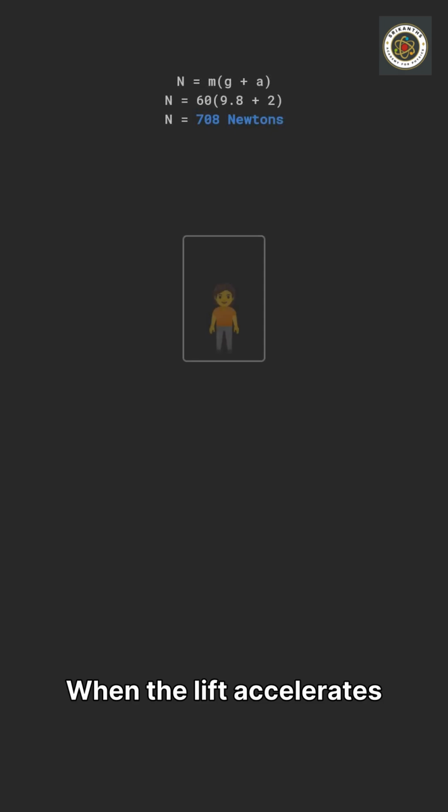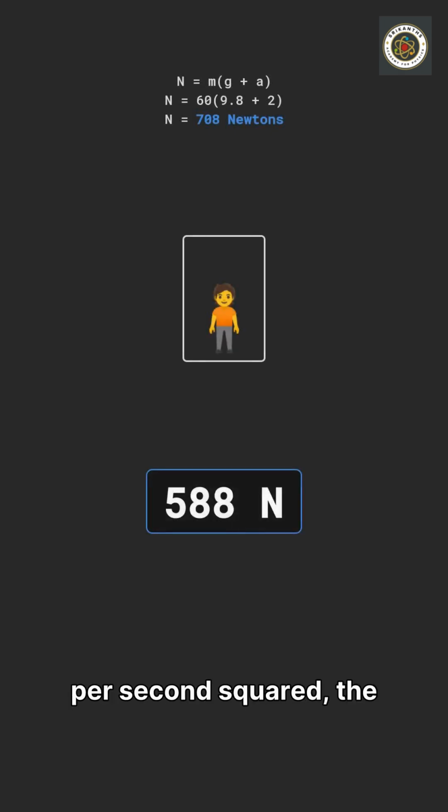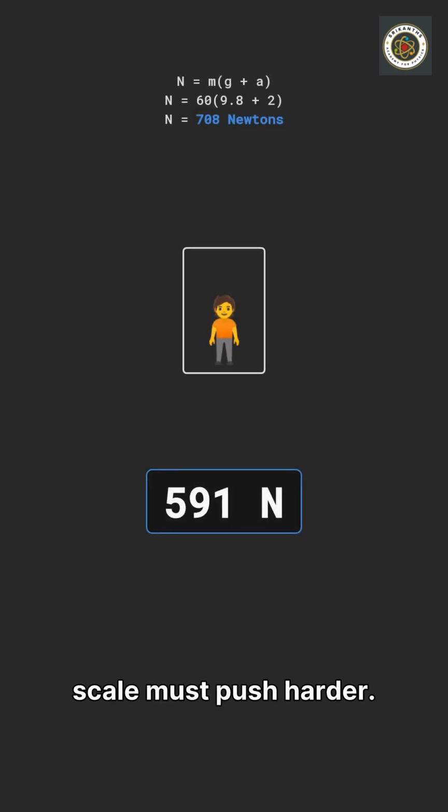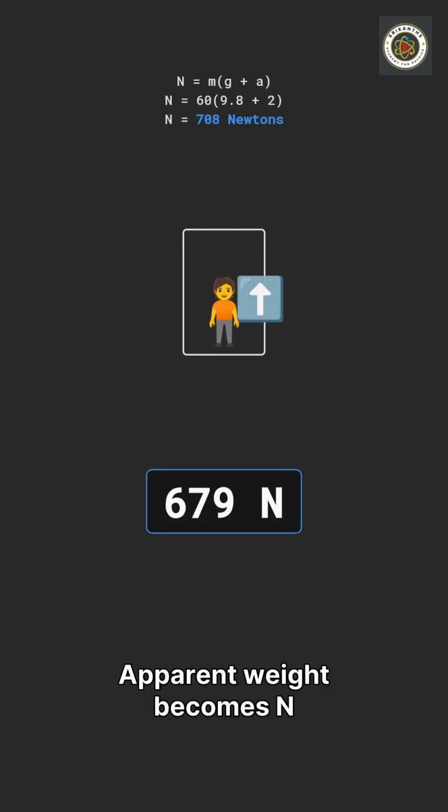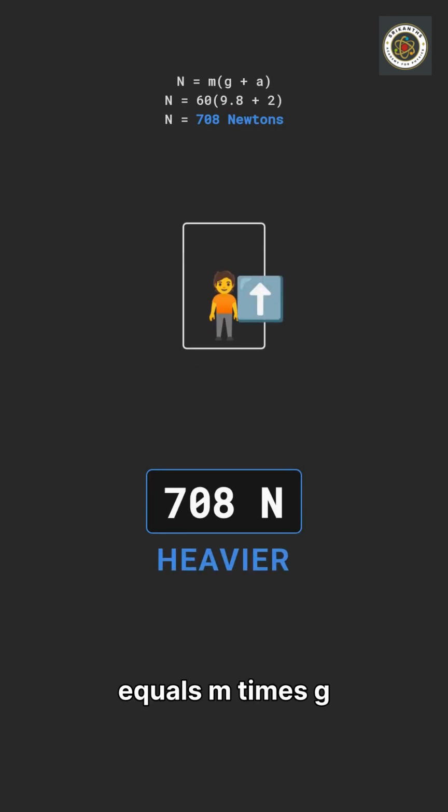When the lift accelerates upward at 2 meters per second squared, the scale must push harder. Apparent weight becomes N equals m times (g plus a) equals 60 times (9.8 plus 2) equals 708 newtons. So the person feels heavier.